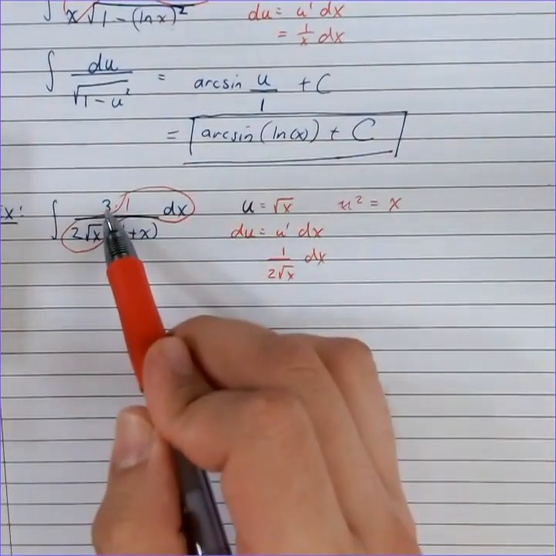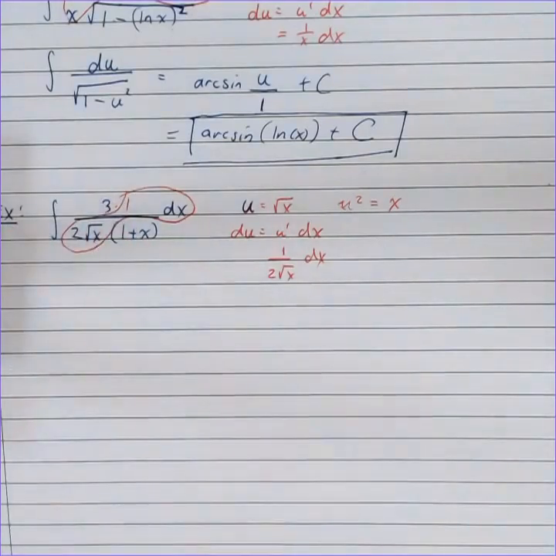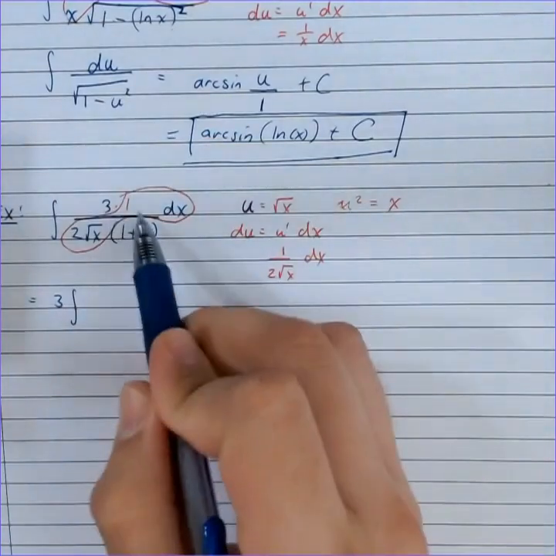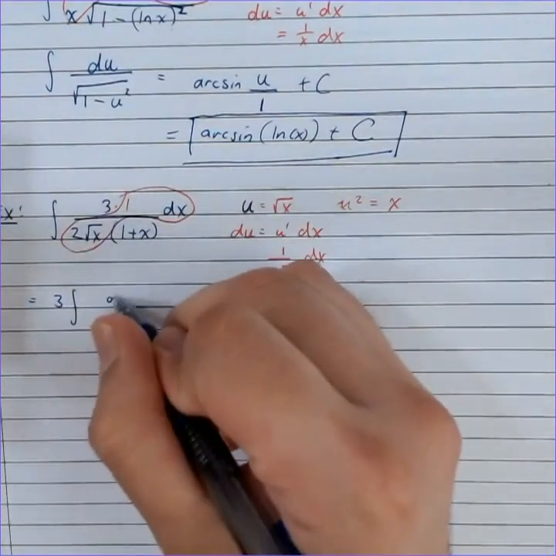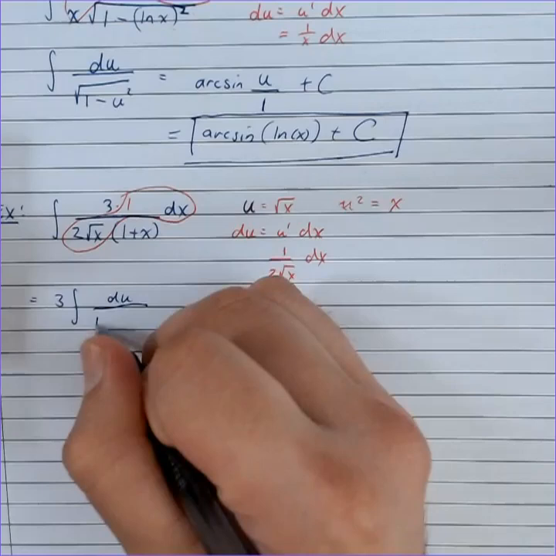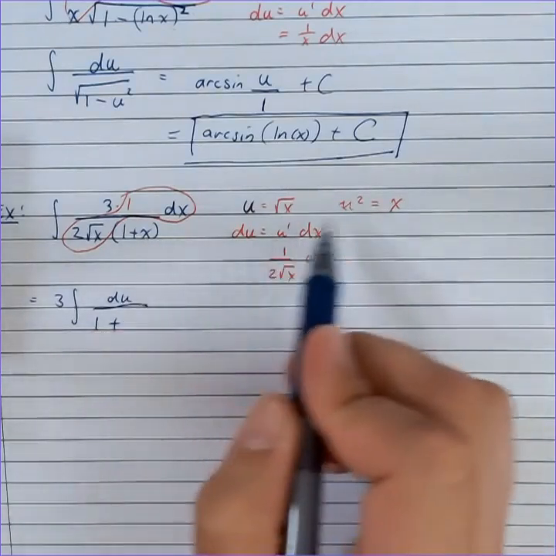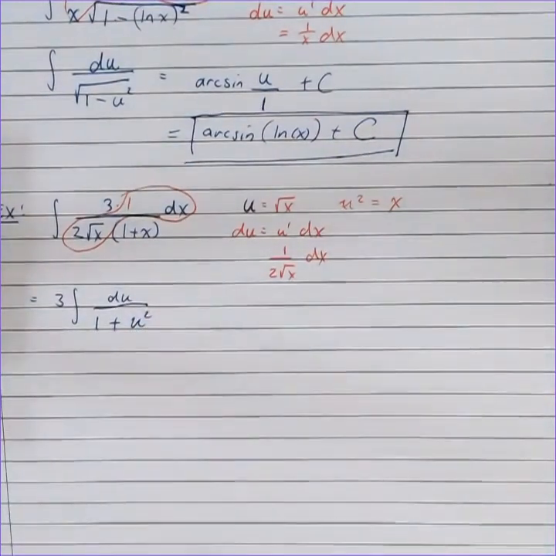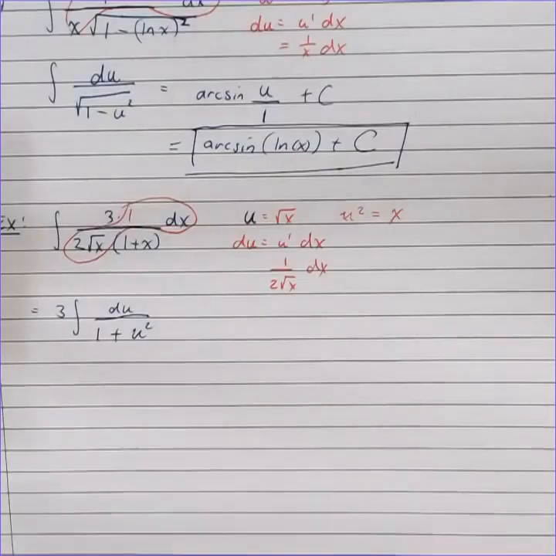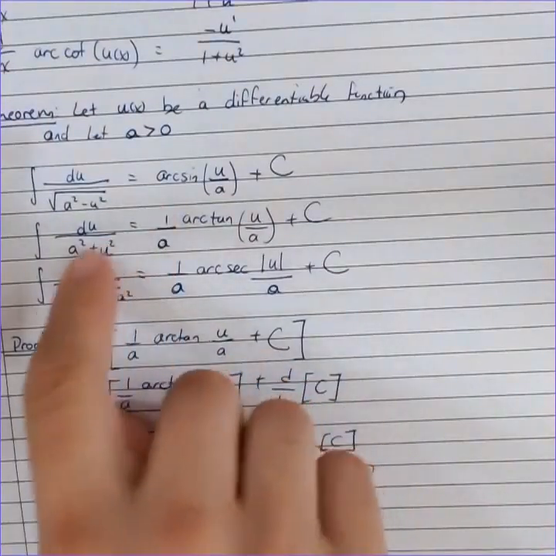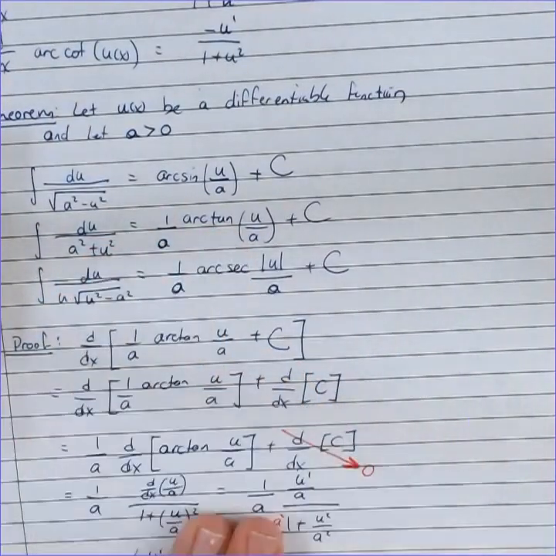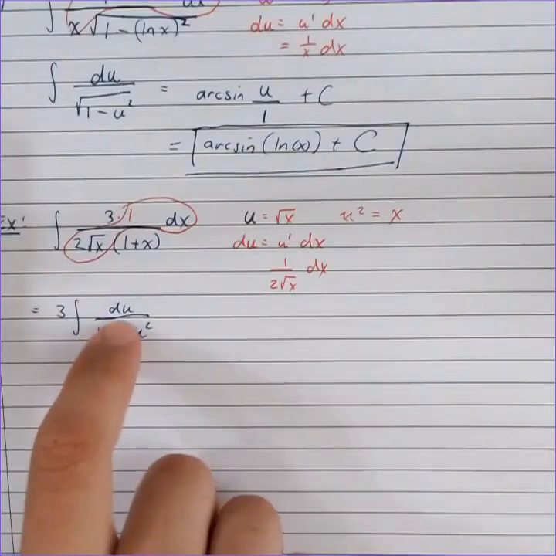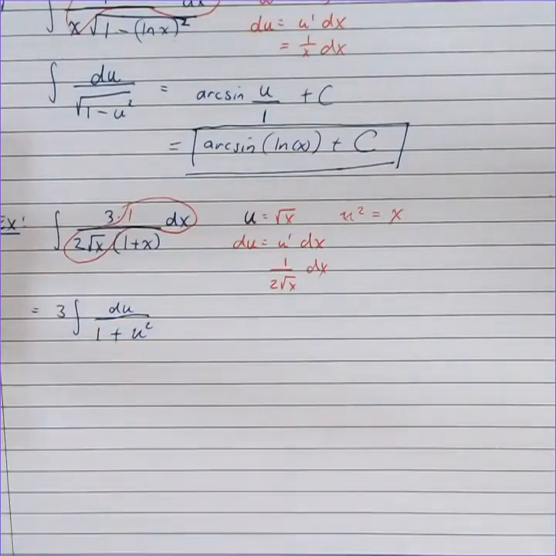You say, what about the 3? Well, that's just a constant. You can pull that out. So here we can write that as 3 times the integral. All of this stuff is just your du over 1 plus, remember, x is the same as saying u squared. Just like that. Now it becomes apparent it's going to be arctangent: du over constant squared plus u squared.